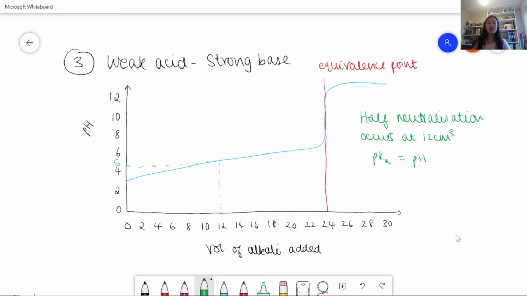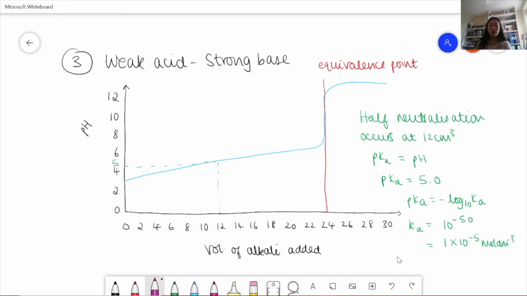And so the pH we read as 5, so that means that we know the pKa is 5. And so we can work out the Ka value because we have the formula pKa equals minus log to the base 10 of Ka. And so Ka will be equal to 10 to the power of minus 5. And so that gives us 1 times 10 to the minus 5 moles per decimetre cubed. So we found the Ka, so the dissociation constant of this weak acid.